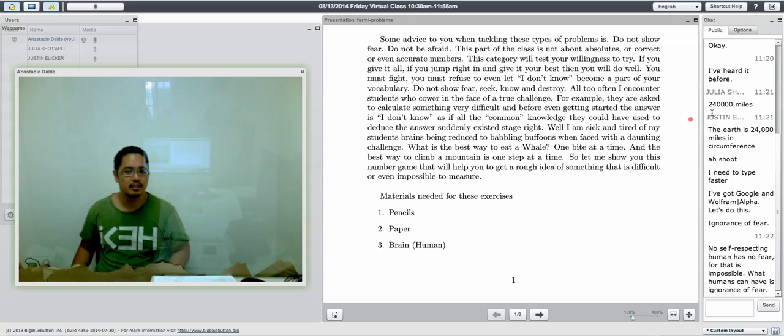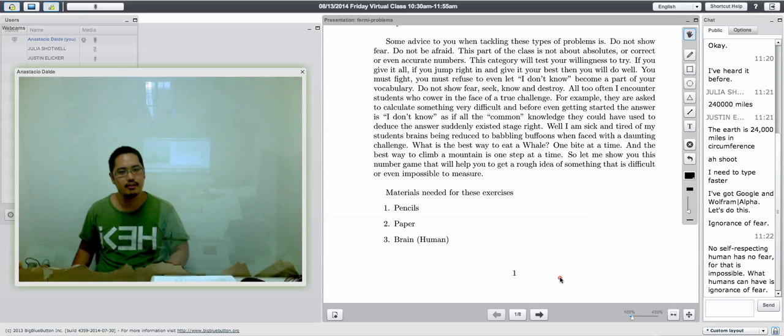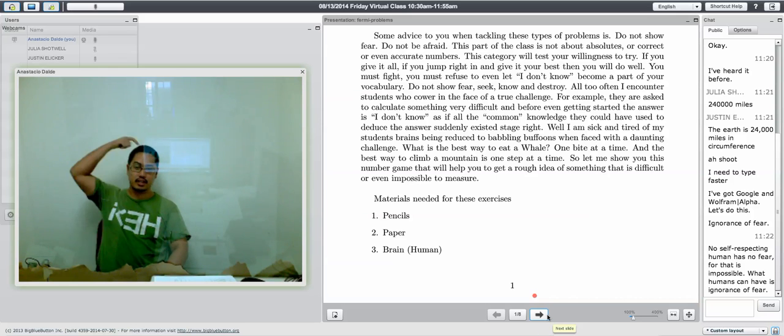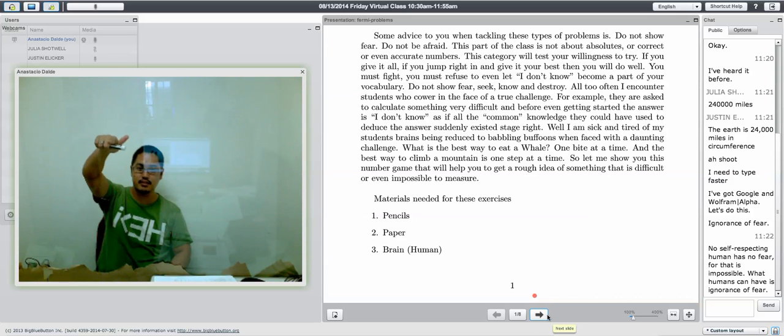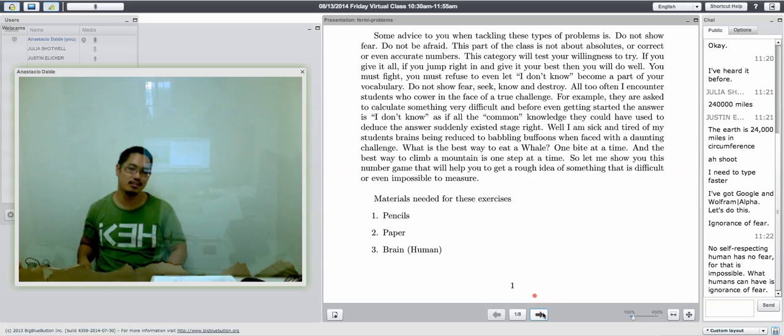And no respect has fear, for that is impossible. What humans can have is ignorance of fear. Ooh, philosophical. So, what are the materials we're going to need for this exercise? Well, we're going to need pencils, paper, and your brain. And I'll be honest with you, pencil and paper is optional. Brain is necessary. That's the only one that's required.